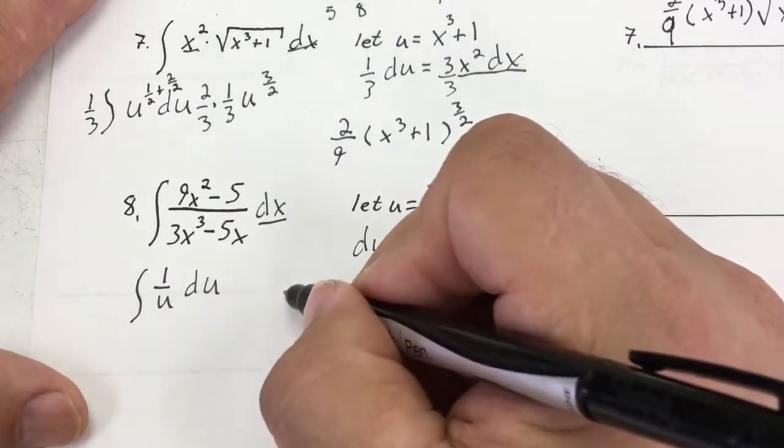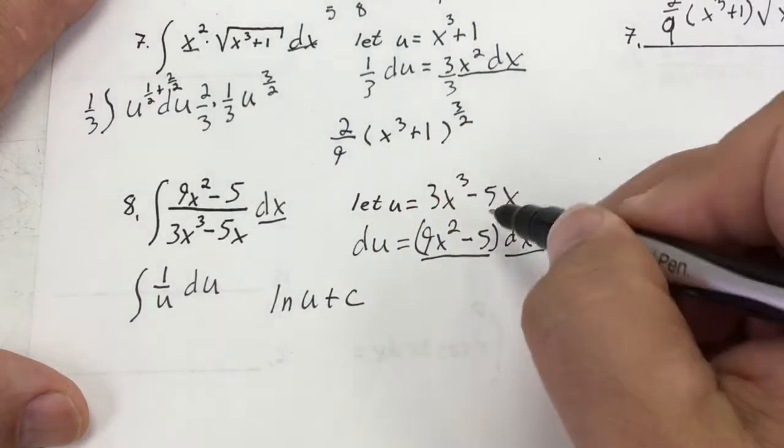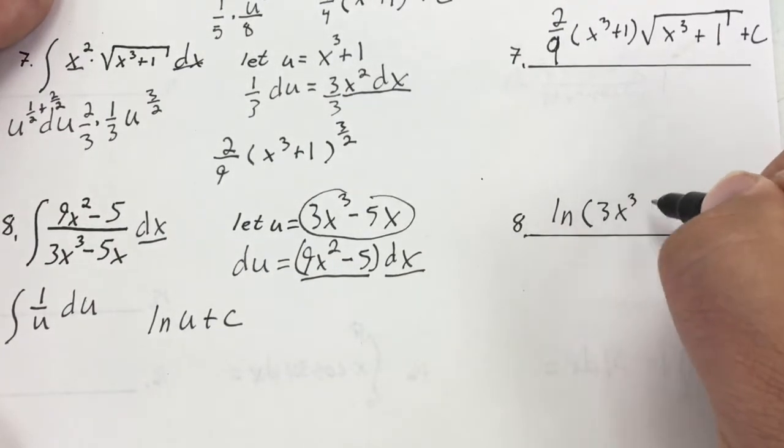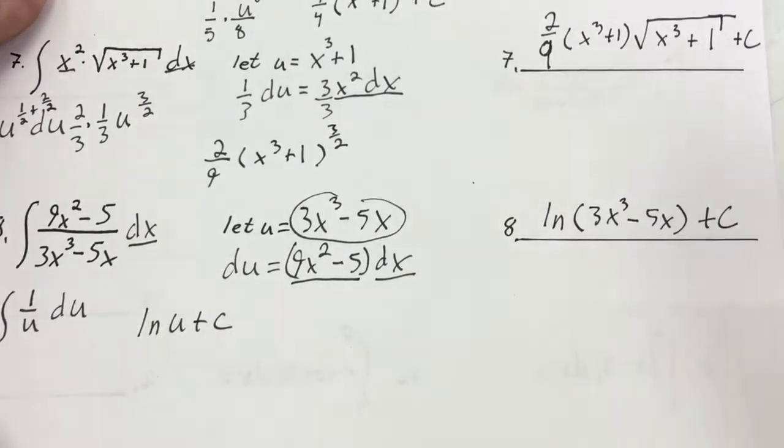The integral of 1 over u is going to give me ln of u plus c. But don't forget, I'm going to plug this back in. So my final answer is going to be ln of 3x cubed minus 5x plus c.